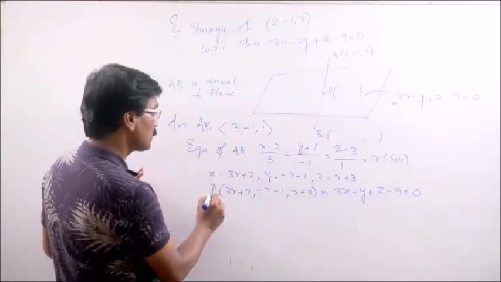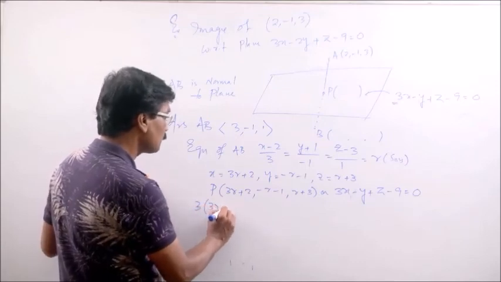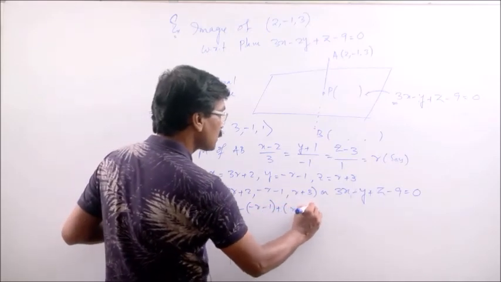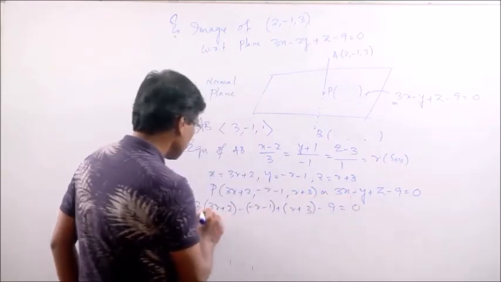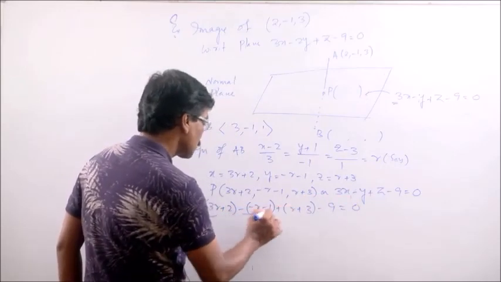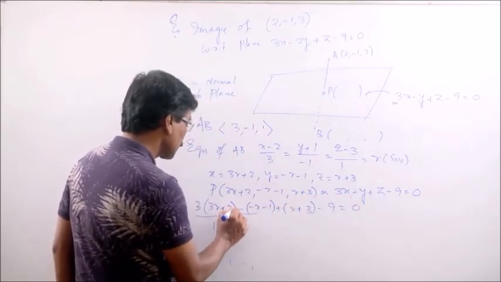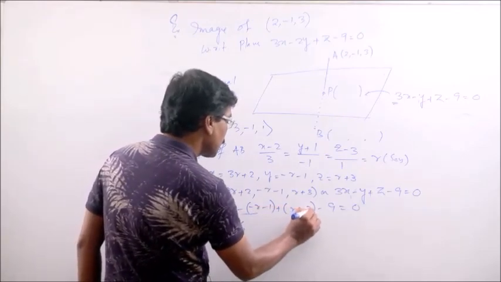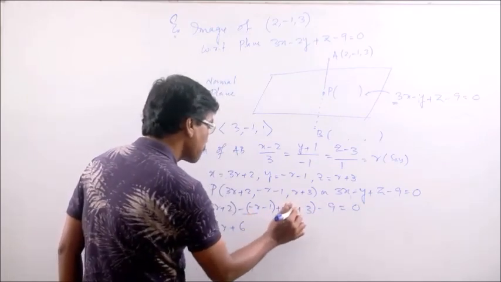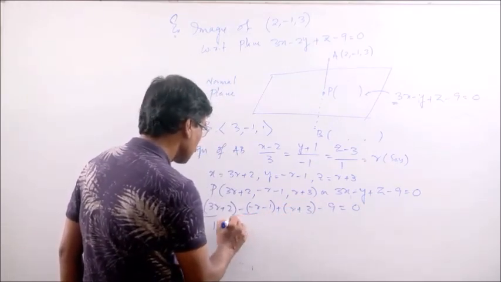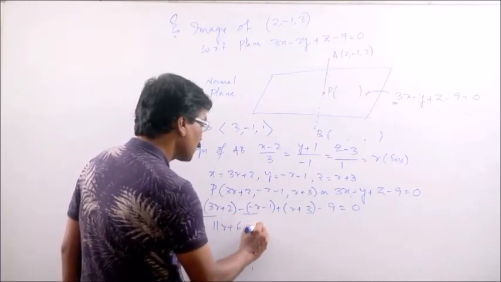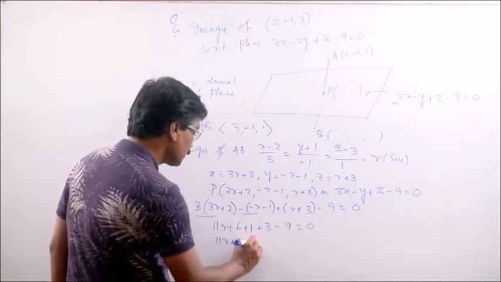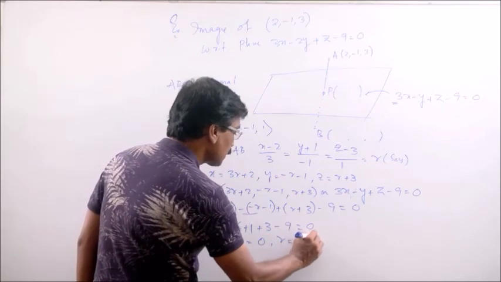So, it will satisfy this equation, that is 3 into (3r plus 2) minus (minus r minus 1) plus (r plus 3) minus 9 is equal to 0. So, that is 9r plus r plus r, 11r, plus 6 plus 1 plus 3 minus 9, that is 1, is equal to 0. So, 11r plus 1 is equal to 0. So, r is equal to minus 1 by 11.